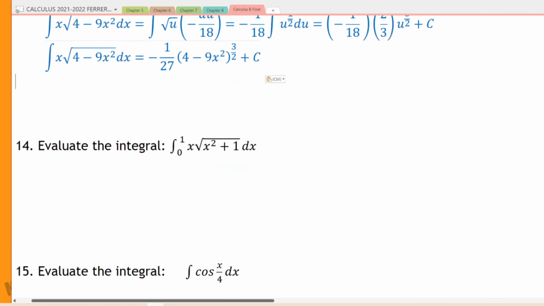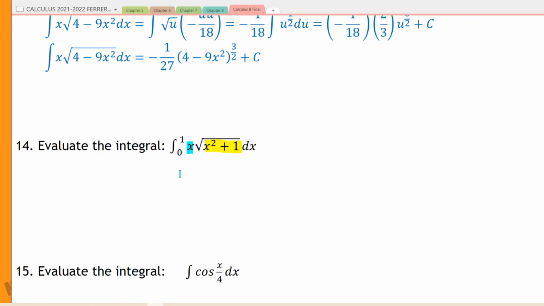We've got another evaluate the integral. I'm looking at this again, and I am noticing that the derivative of x squared plus 1, which is inside the square root, is going to be equal to 2x. The 2 doesn't matter, but the x does, because I have an x outside of the square root to balance that out. So that's going to be my approach.